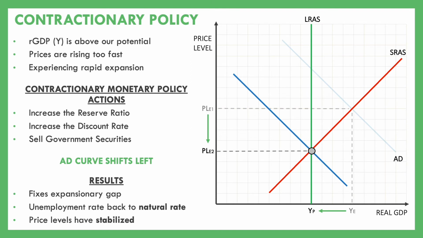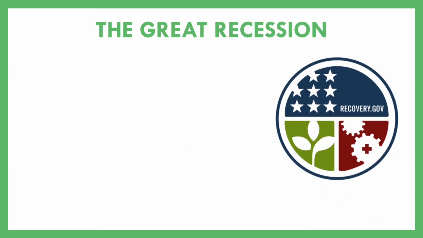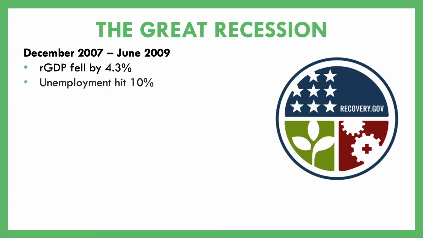Well, we actually see some really good examples of policy, not just monetary policy, but fiscal policy too, back with the Great Recession. So the Great Recession, again, I know we've talked about it a lot in passing. It took place from December of 2007 until June of 2009. We saw that our GDP had fallen by about 4.3%. Our unemployment rate hit 10% at its peak.